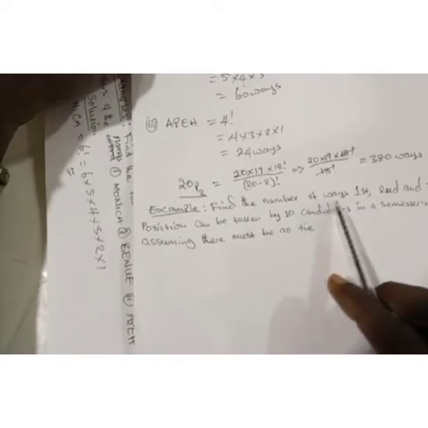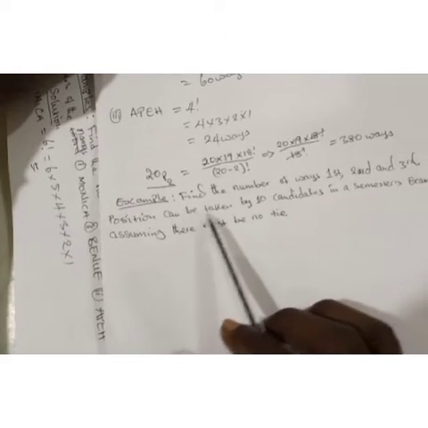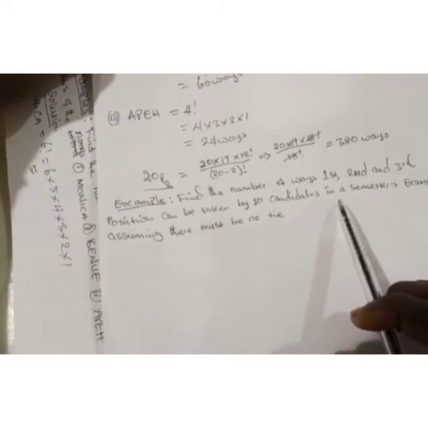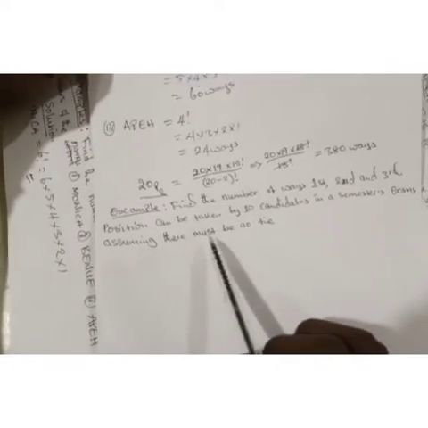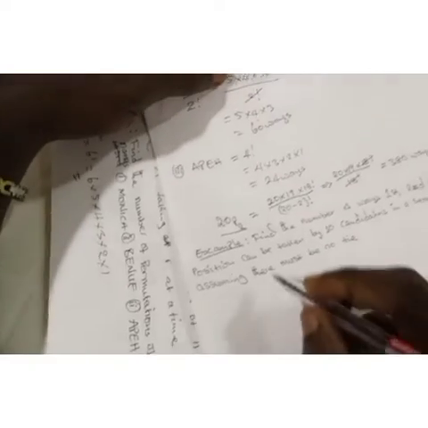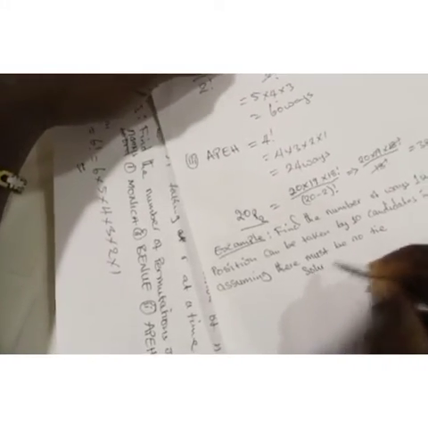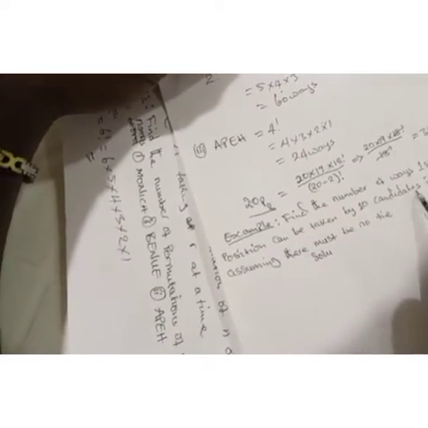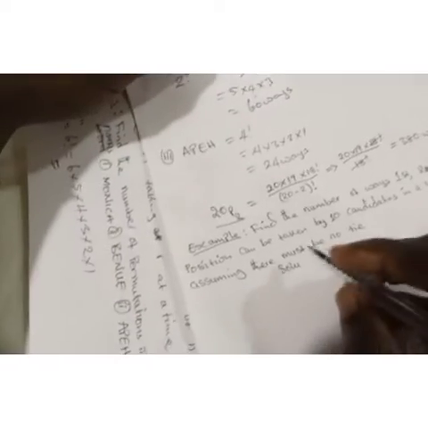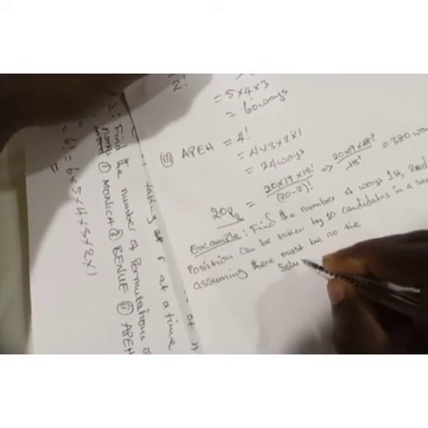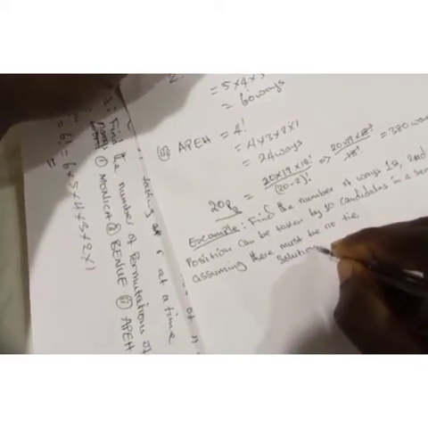So we look at this example again. Find the number of ways first, second, and third position can be taken by 10 candidates in a semester's exams, assuming there must be no tie. This question is very straightforward. We are talking about 10 candidates, and about ways of filling first, second, and third. That means we have 3 positions.